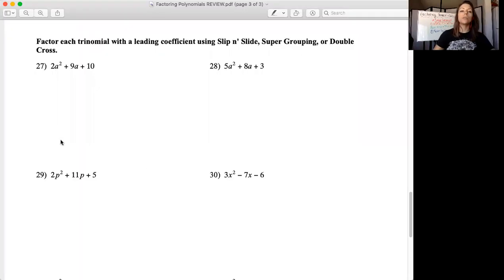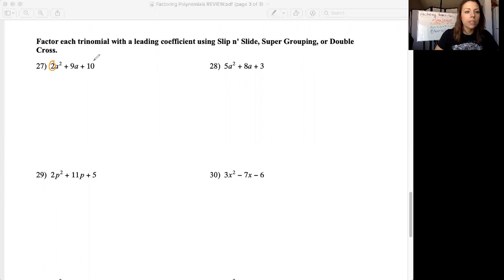All right, so going through our examples here, all of these are trinomials where the leading coefficient is not 1. It is greater than 1, so that's how we know we can use supergrouping. So step 1, we're going to multiply the first and the last coefficient. So 2 times 10 is 20.